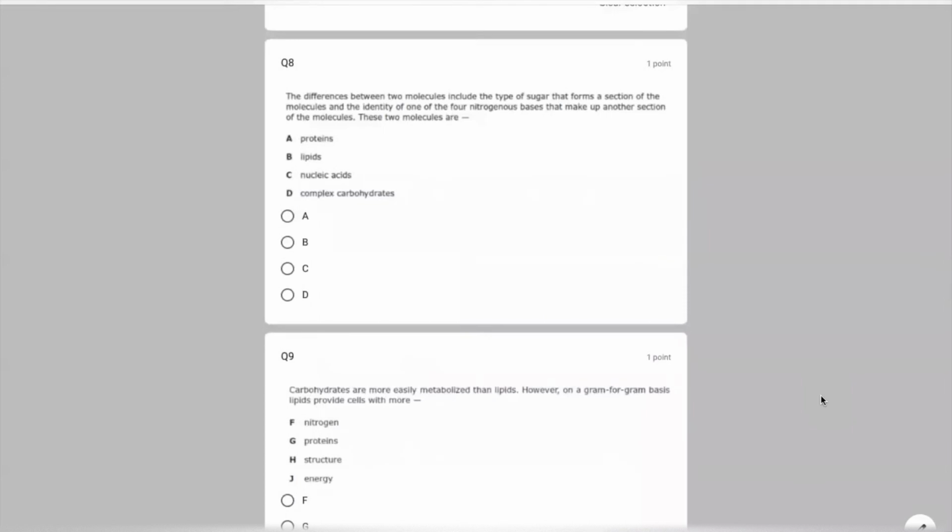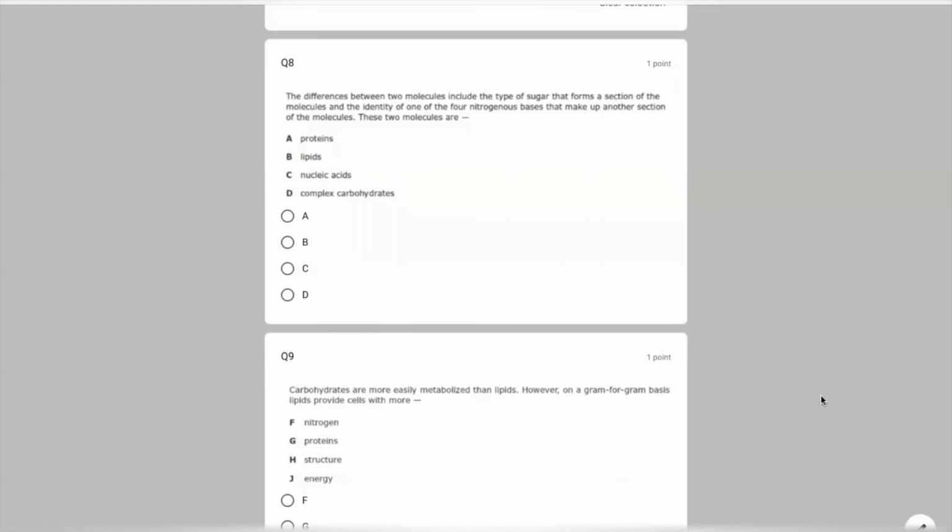Okay, question 8. The differences between two molecules include the type of sugar that forms a section of the molecules and the identity of one of the four nitrogenous bases that make up another section of the molecule. These two molecules are known as A, proteins, B, lipids, C, nucleotides, or D, complex carbs.